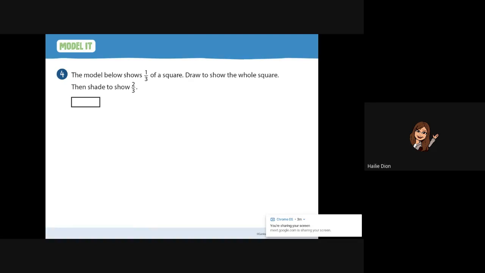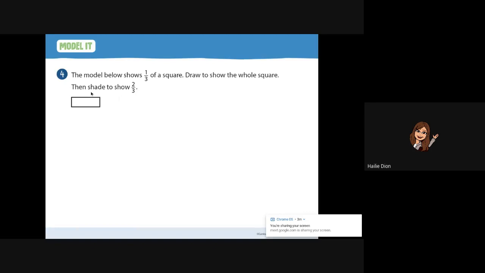Now, this model below shows 1/3 of a square. We need to draw to show the whole square, then shade in 2/3. So this one rectangle is 1/3. Now, for it to be a whole, we need 3 of these because our denominator is 3. And to have a whole number, our numerator and denominator have to be the same. So right now, this is 1/3. So then we would draw another rectangle to make 2/3 and another rectangle to make 3/3.